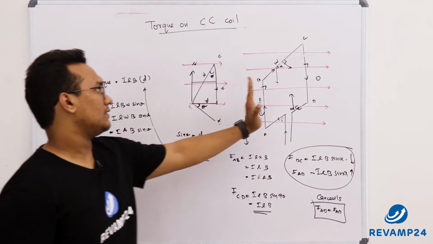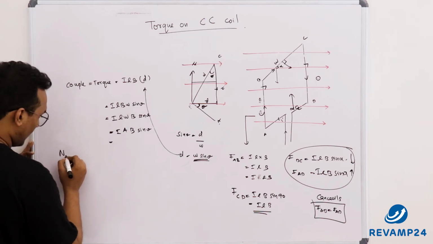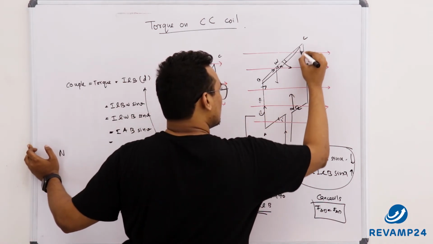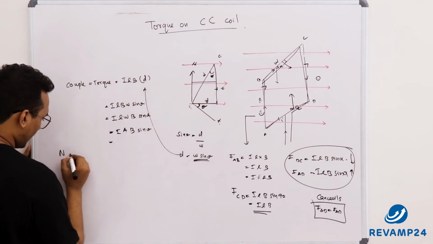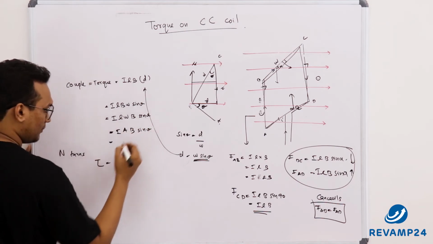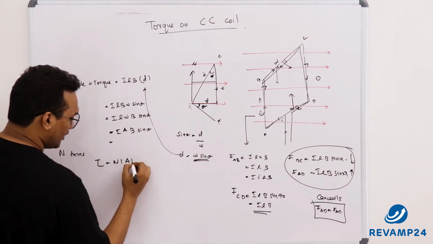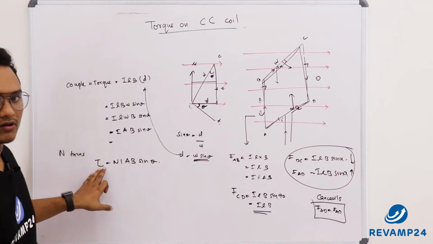Now this is the case for one coil. If there are n number of turns, so this is one turn, right? Above this one more turn, then that will be 2 here. So for n turns, torque is equal to multiply: n I A B sine theta. This is the equation for torque.